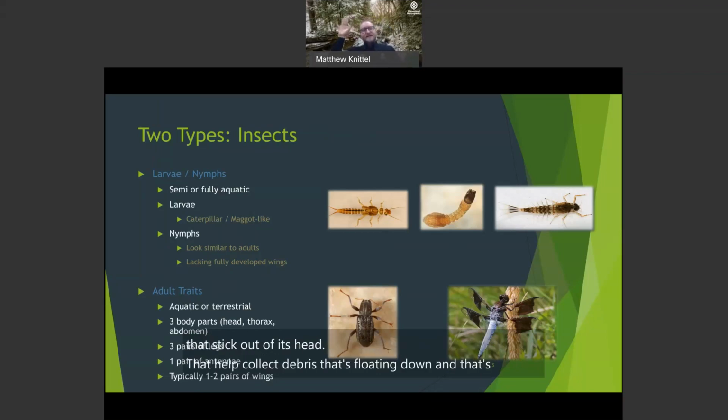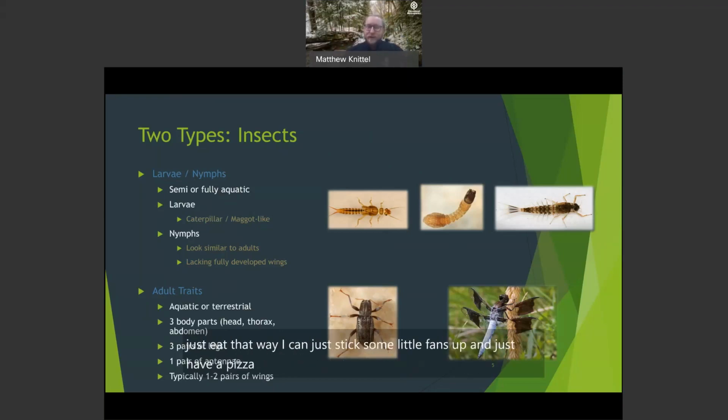So it'll just stick into those little fans, the little organic material, and then it can just slurp them right off. Sometimes I wish I could just eat that way. I could just stick some little fans up and have a pizza stuck in there, and it'd be a lot easier than cooking. But I guess pizza doesn't arrive that way, so I'd be stuck with whatever's floating downstream.